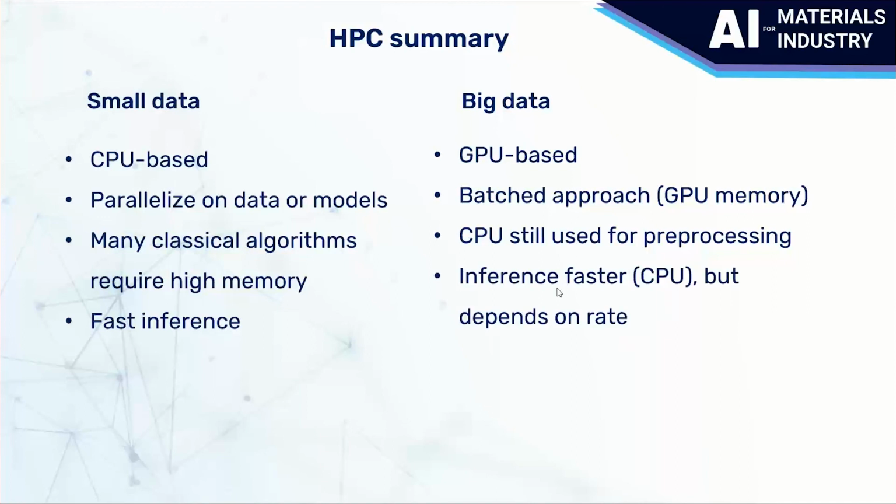Then inference is always faster than training, so you can make predictions even on the CPU, but it's still going to be slower than your simpler models. So it really depends on the rate of the data that you want to process, whether this is worth it.